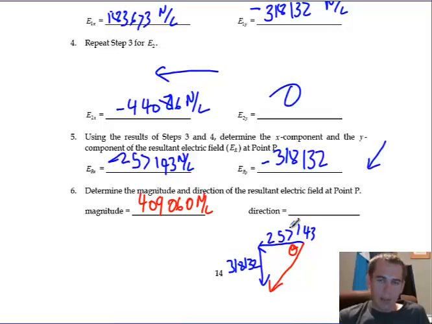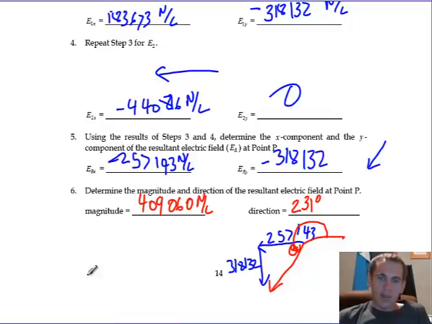I want this direction, theta, so I'm going to use the arctangent of opposite over adjacent, 318,132 divided by 257,143, and that gives me 51 degrees. The direction is technically measured from here, so all the way around, that's 180 plus 51, and that gives us 231 degrees. All right, it's vector addition. I know it's been a while since we've done that, but that's how that works.